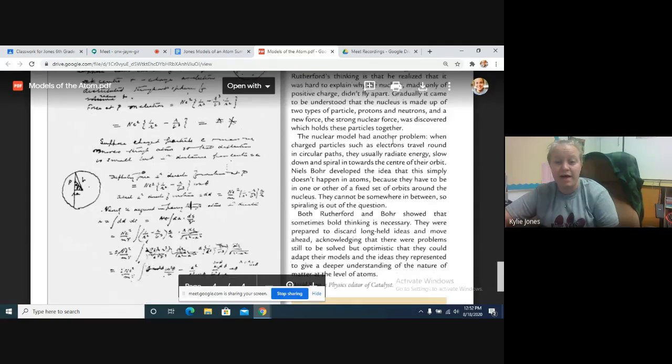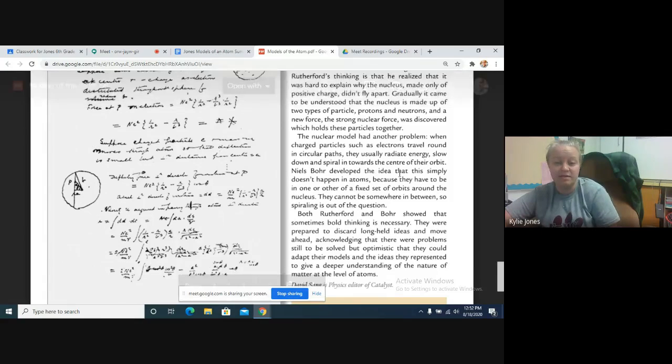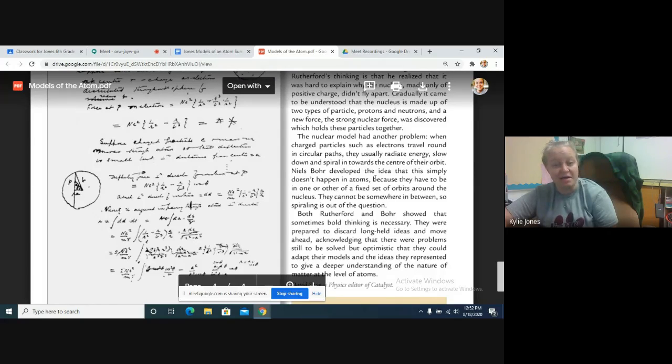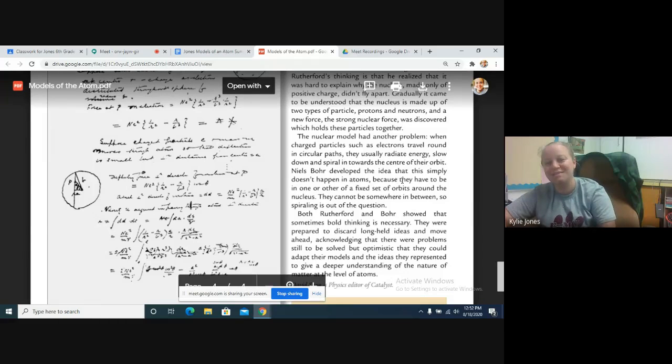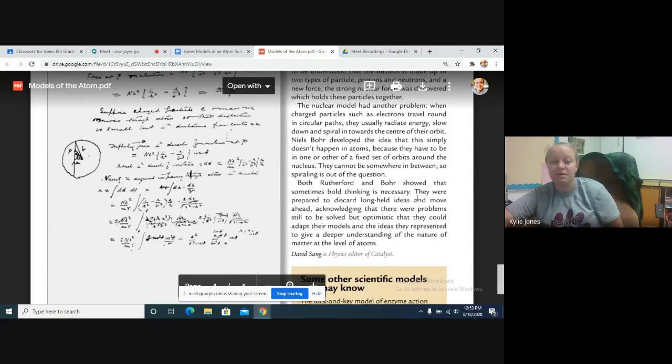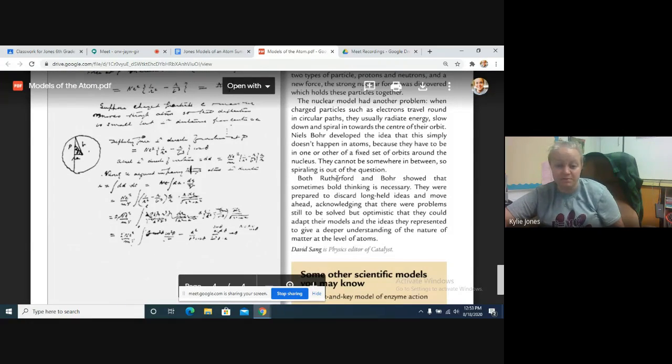The nuclear model had another problem. When charged particles, such as electrons, travel round in circular paths, they usually radiate energy, slow down, and spiral in towards the center of their orbit. Niels Bohr developed the idea that this simply doesn't happen in atoms. Because they have to be in one or other of a fixed set of orbits around the nucleus, they cannot be somewhere in between. So spiraling is out of the question.